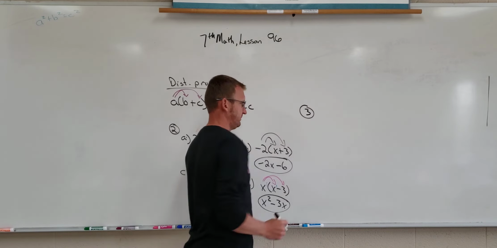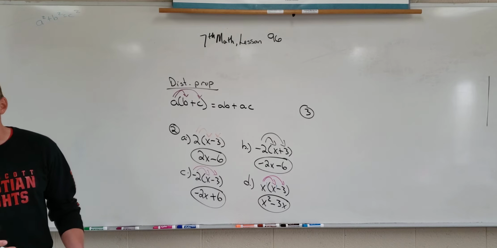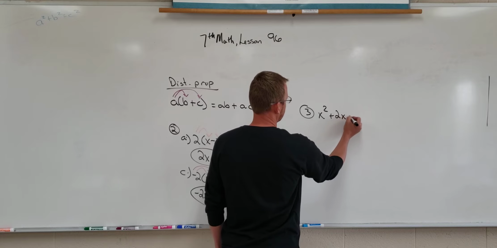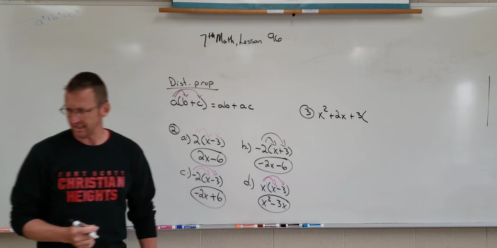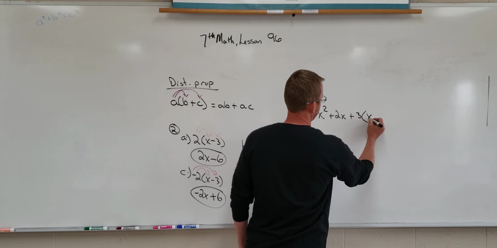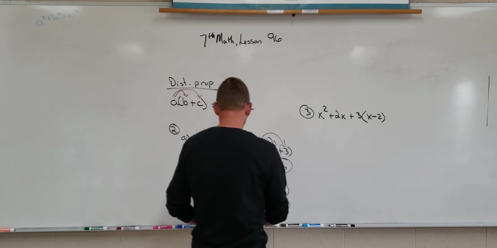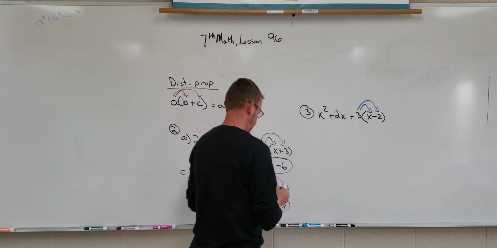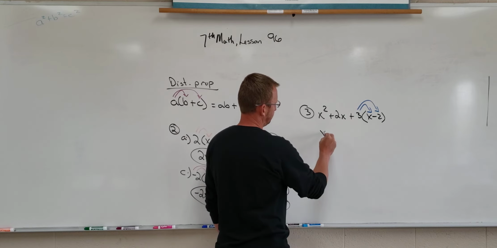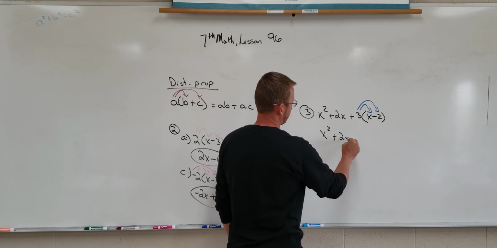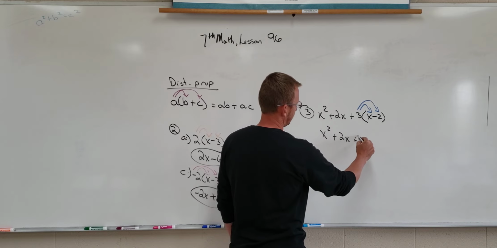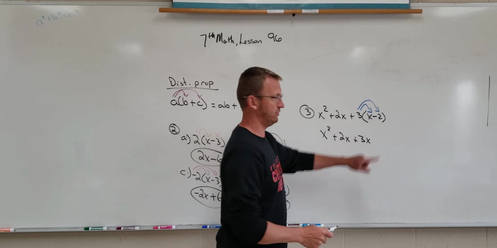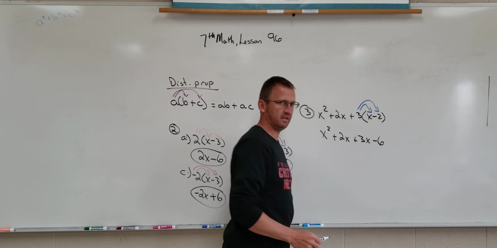Example 3, our last example. We have a combination that says simplify. And we have x squared plus 2x plus 3 times x minus 2. So again, distributive property here. We have x squared plus 2x plus 3 times x gives me 3x. 3 times a negative 2 gives me a negative 6.